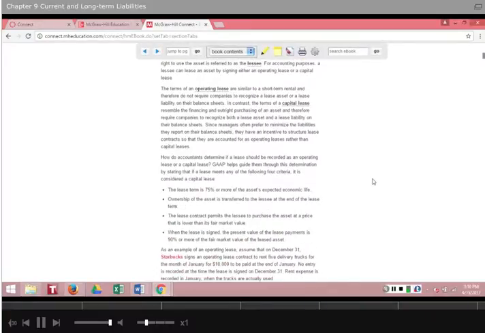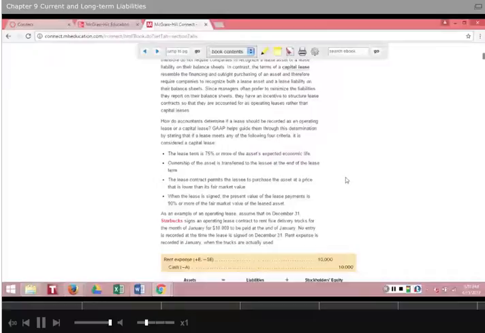So how do we determine if a lease is a capital lease or an operating lease? There are four criteria, and if any one of these four criteria are met, then the company must classify the lease as a capital lease. And that requires them to show both the value of the leased asset at the present value of the lease payments and the obligation on their balance sheet.